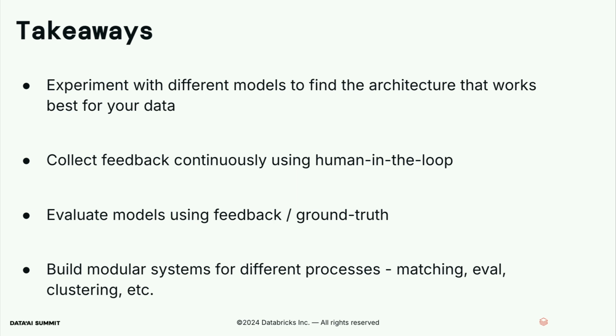You can do that by having a human in the loop feedback process, or you can use LLMs to help that process. If you have models with different personalities, so to speak, that especially helps with that feedback process. Evaluate models using feedback ground truth. So once you have feedback, you evaluate your models, have multiple models as challengers, and build a modular strategy for different processes.